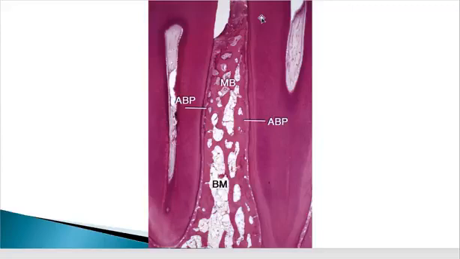This histologic specimen illustrates a section through the interproximal septum between two premolars. Dense alveolar bone proper, designated by ABP, is facing the periodontal ligament of the two teeth, while cancellous bone occupies the area between the alveolar bone proper. The cancellous bone is comprised of mineralized bone, designated by MB, and bone marrow, designated by the letters B and M.